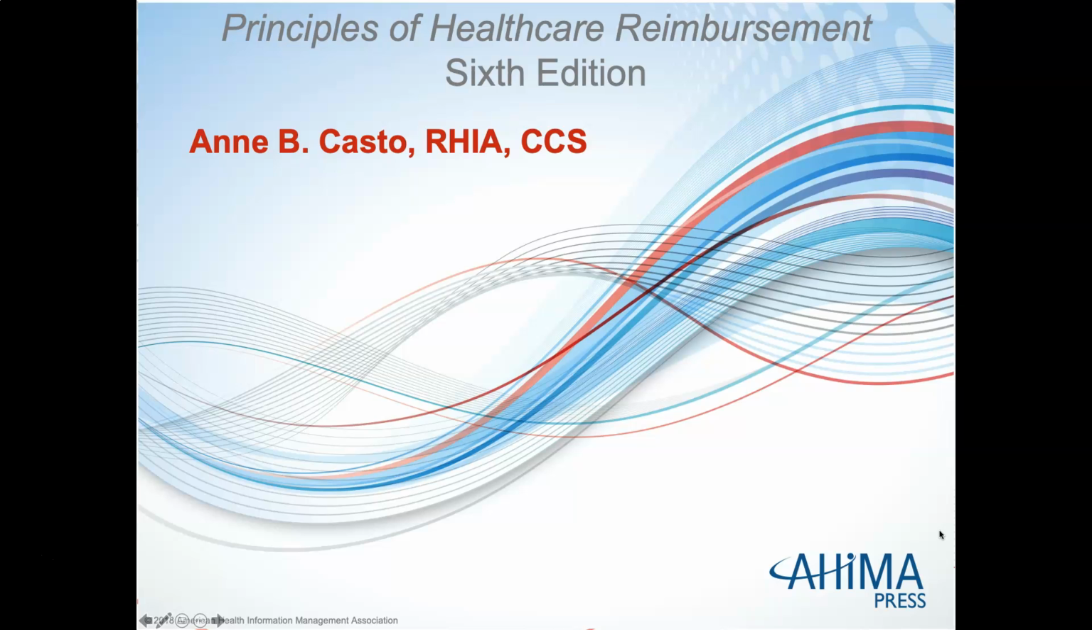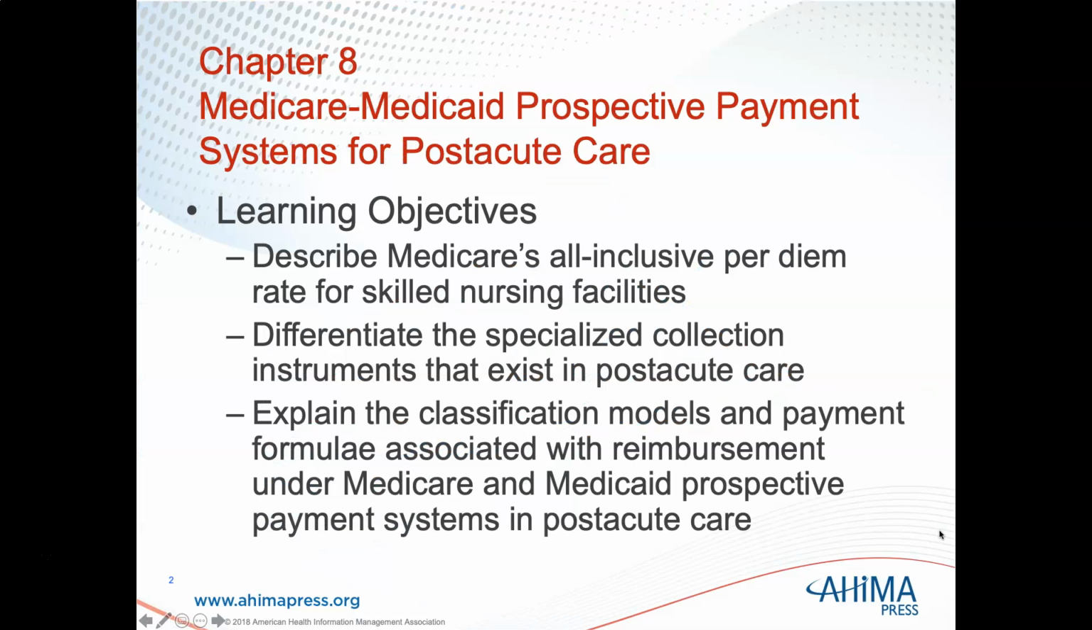All right, so we are on Chapter 8 now. There are 4 videos and PowerPoints that go with Chapter 8 because we're doing post-acute care. If you are thinking about unit objectives, they are listed in your syllabus. The learning objectives according to the book are here on the screen. We're looking at Medicare's all-inclusive per diem rate for skilled nursing facilities, or SNFs. We'll talk about the specialized collection instruments that exist in post-acute care, and the classification models and payment formulae associated with reimbursement under Medicare and Medicaid's PPS systems for post-acute care.